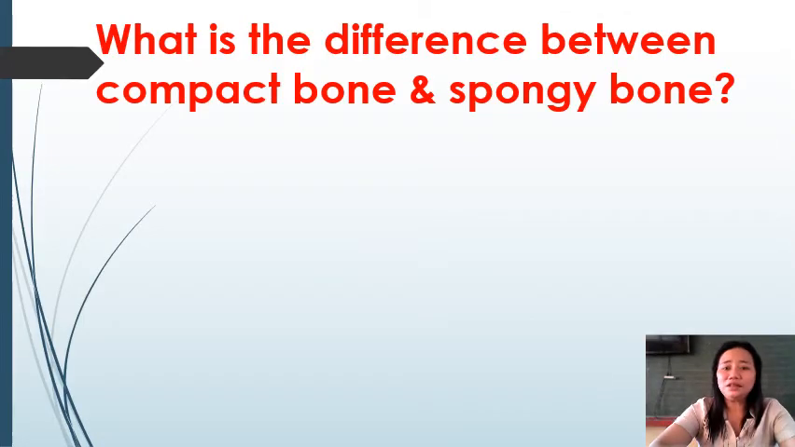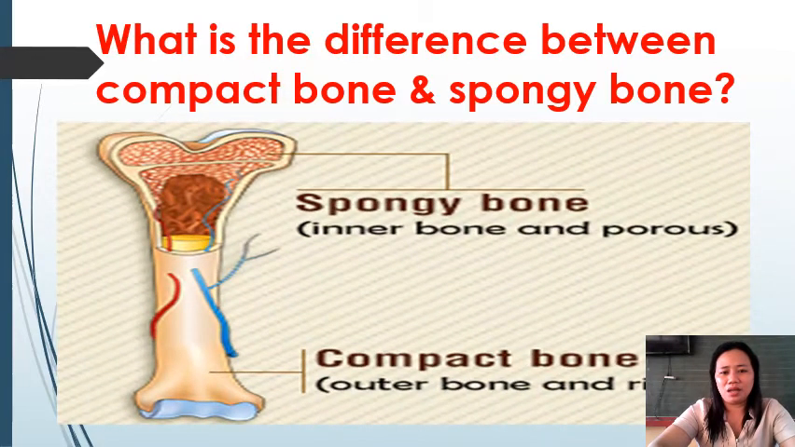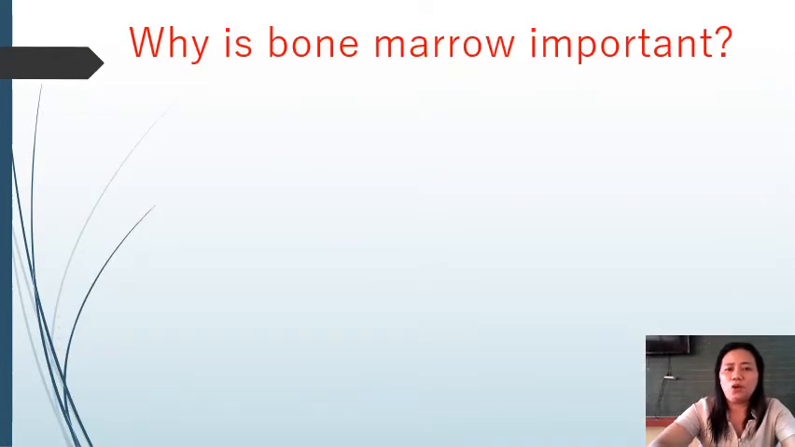Now, what is the difference between the compact bone and the spongy bone? Look at this picture below. Spongy bone is the inner bone and is porous. Compact bone is the outer bone and is rigid. Why is bone marrow important?